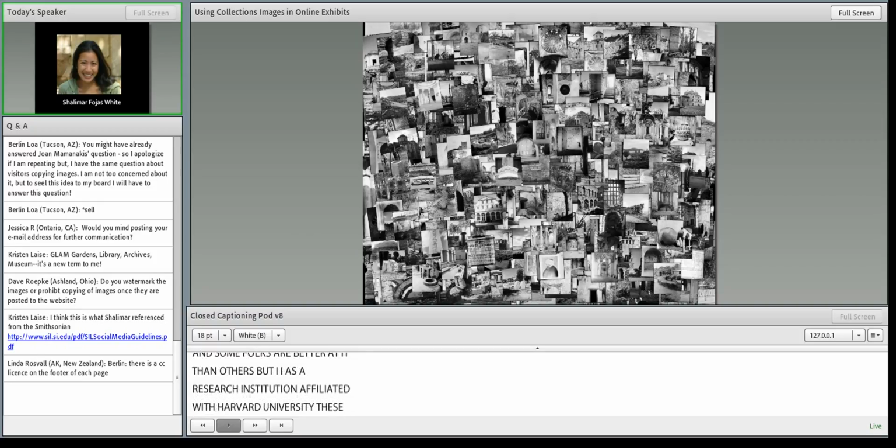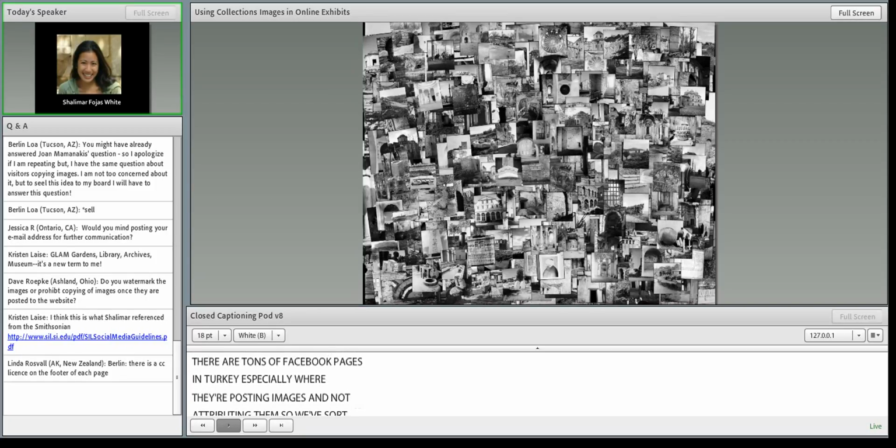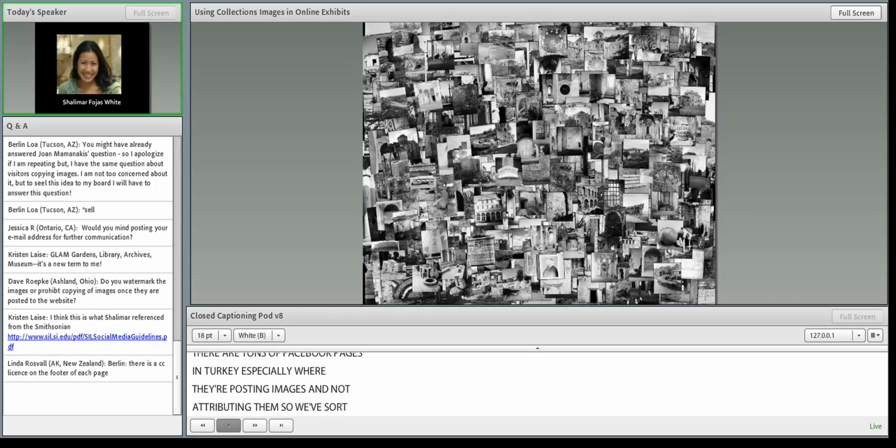And truth be known, Artamonoff was an amateur photographer, and he was not able to get much wide parlance for these images, which I think are really stunning. So being able to put them up on the website and get people looking at them has been really, really rewarding for us. But I think it's a cost-benefit analysis, right? There might be one person posting, and we certainly know there are tons of Facebook pages in Turkey especially where they're posting images and not attributing them. So we've taken a selective approach, where we can identify people and ask them please to attribute the repository. And in most cases, they're very good about it once you point it out to them.